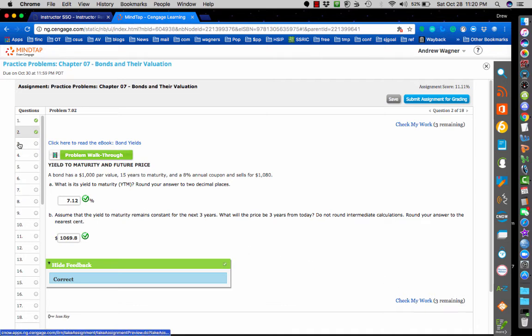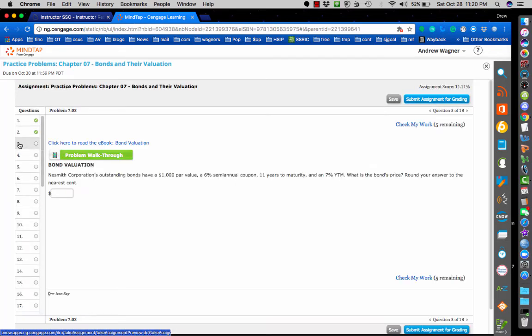Okay, number 3. Bonds have 1,000 par value, 6% semi-annual coupon, 11 years maturity, 7% yield to maturity. What's the bond's price? So here again, 1,000 is the future value, or FV on our calculator. But PMT, where it would be 60, that's 60 per year. 6% of 1,000 is 60, but they're semi-annual payments, so we divide that by 2 to get 30. So you put in 30 for PMT, not 60.